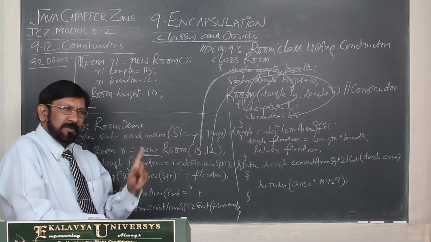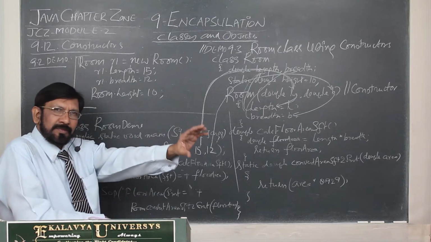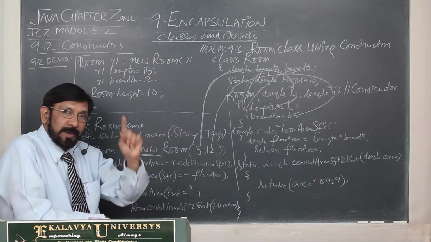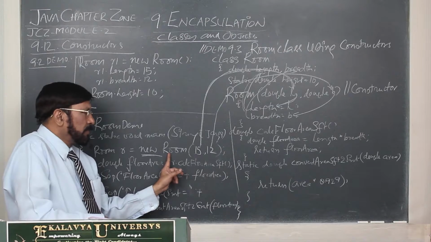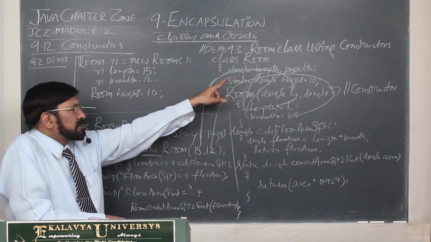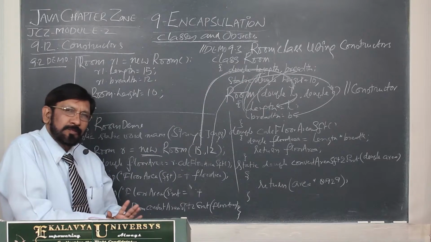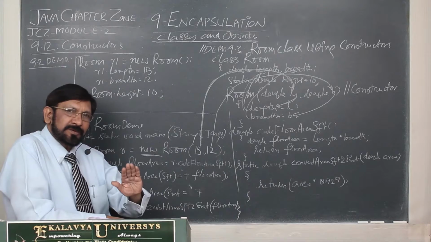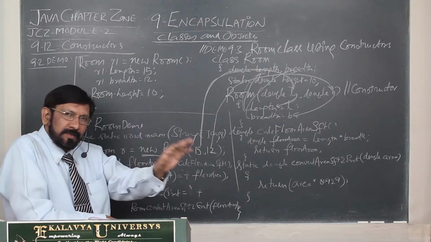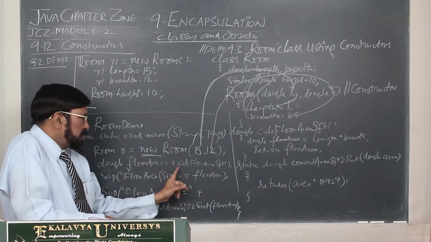The first one is it gets the memory allocated, the required amount of memory allocated on the heap. Okay, in this case, what is the required amount of memory? Length is a double, and breadth is also a double. Double is 8. 8 plus 8, 16 bytes of memory will be created on the heap. That is the first job of new.